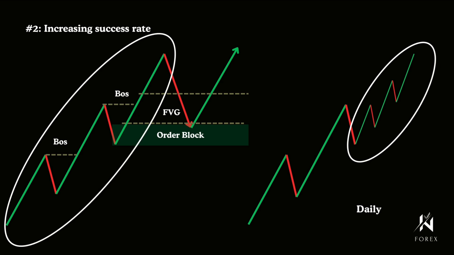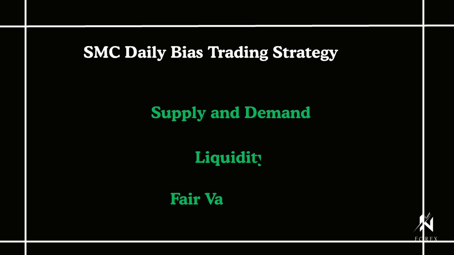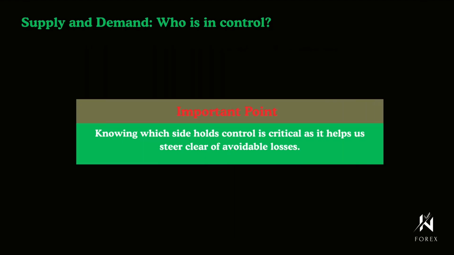Now that the foundation is clear, let's dive into how to identify daily bias using smart money concepts. To identify daily bias, we rely on 3 core concepts: supply and demand zones, liquidity zones and fair value gaps. We'll merge these insights to forecast upcoming price movement. Supply and demand: who currently dominates? Knowing which side holds control is critical as it helps us steer clear of avoidable losses.